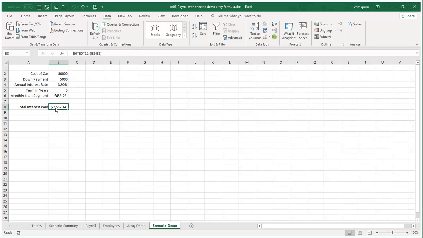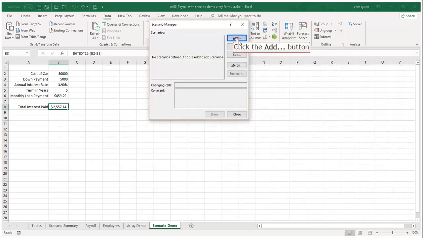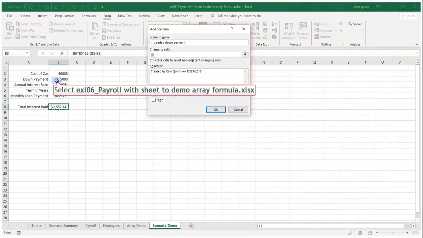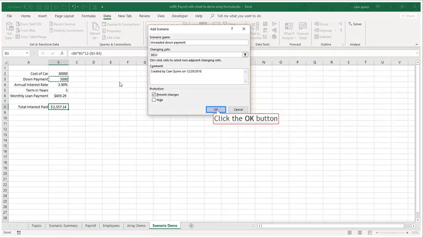So we're going to create a scenario. I'm going to go to Data, What If Analysis, Scenario Manager, and I'm going to create a new scenario called Increased Down Payment. The cell that I'm going to be changing is my down payment, and I'm going to change it from $5,000 to $7,000.